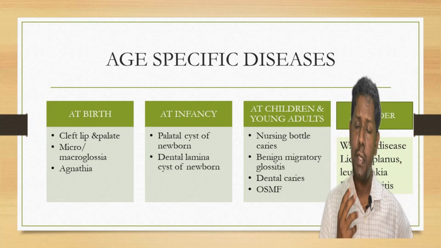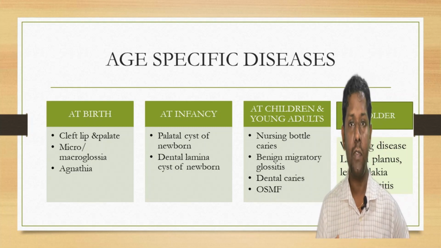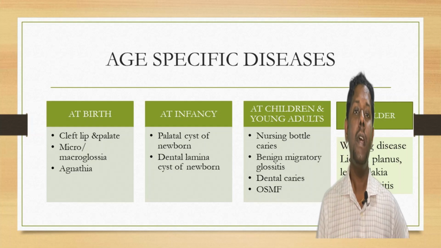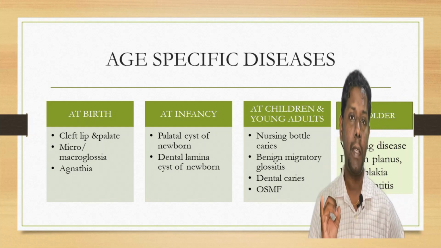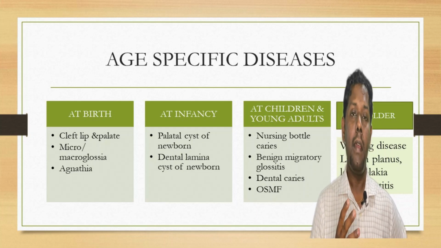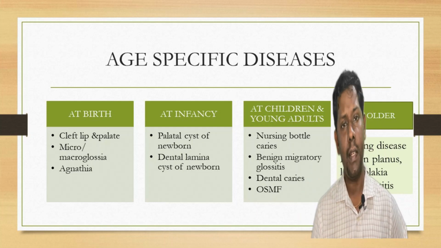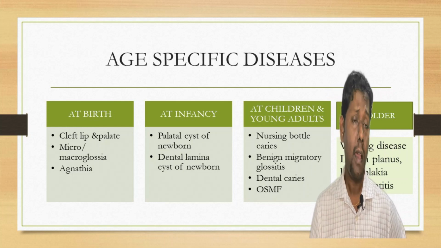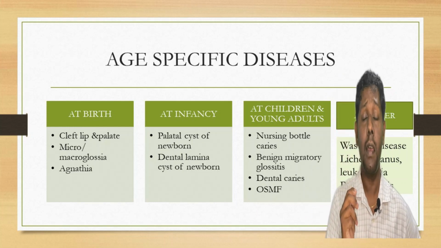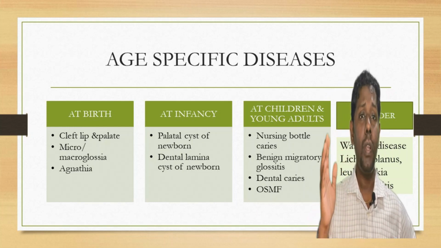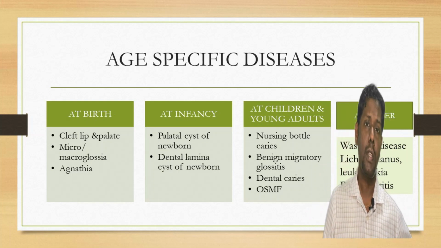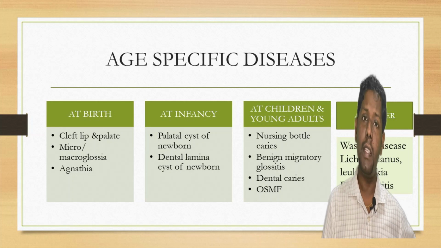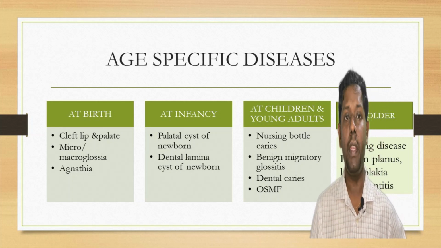At the infancy stage, that is palatal cyst of the newborn as well as the dental lamina cyst of the newborn. Coming to the most common thing for children, it is rampant caries or nursing bottle caries. And coming to the adults, you may know that is dental caries and OSMF. It can occur in children as well as in adults. And coming to the older age, wasting diseases like attrition, abrasion, erosion, and also leukoplakia and periodontal disease can mostly occur in the older age.